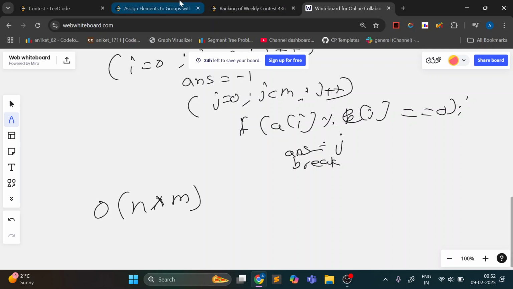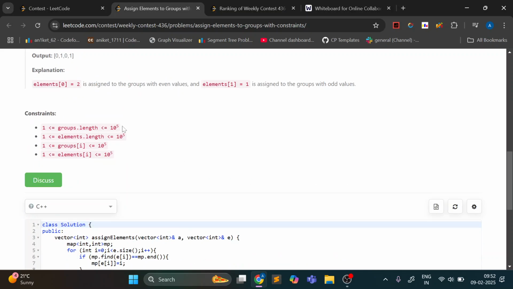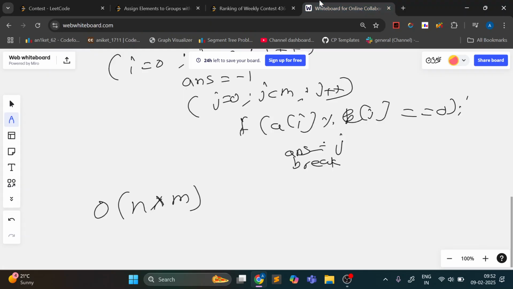Now this is not allowed obviously because n and m here are both of order 10 to the power 5. So n cross m would go up to 10 to the power 10, which will give you TLE.